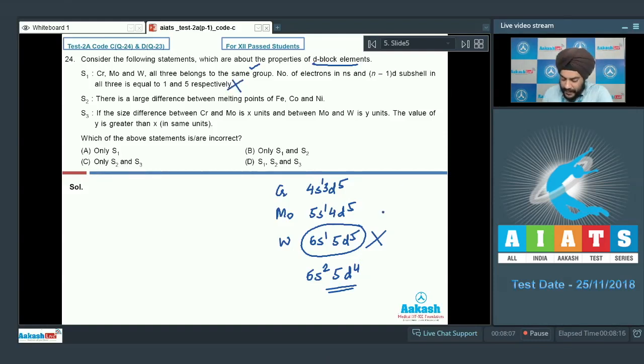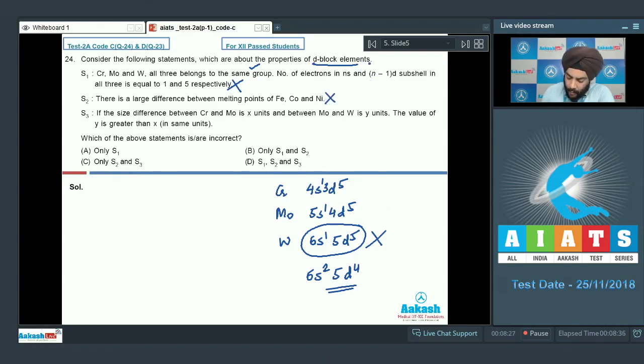This can probably be explained by the fact that the energy released due to the shifting of an electron into the 5d orbital is not sufficient enough to cause unpairing in the 6s orbital. Let us look at statement 2 now. There is a large difference between melting points of Fe, Co and Ni. Students, this statement is also incorrect.